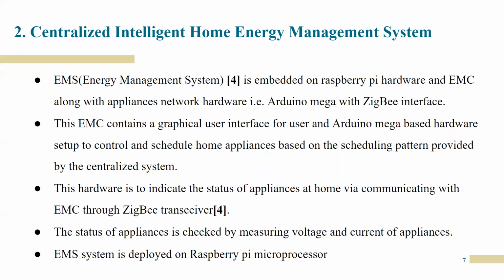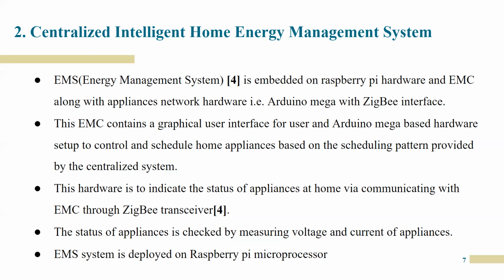So in this centralized intelligent home energy management system, there is an energy management center which is embedded in Raspberry Pi hardware, along with appliances, and there are some software parts also. This energy management center contains a graphical user interface, which is obviously the software part, and which can even be used with an Arduino Mega, and certain systems can also be provided. But the key point in this literature is that it makes use of a Zigbee transceiver system. Zigbee is a bit old technology.